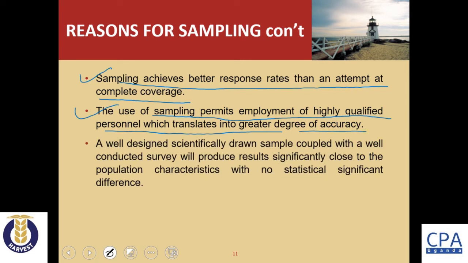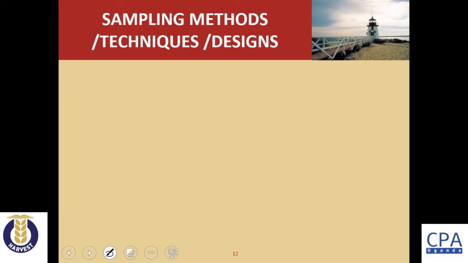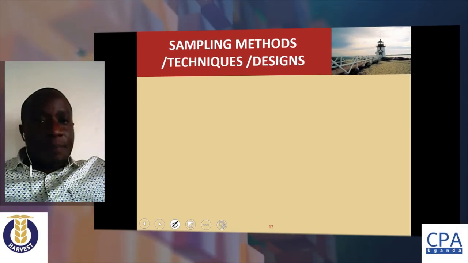Finally, we are saying that a well-designed, scientifically drawn sample coupled with a well-conducted survey will produce results significantly close to the population characteristics with no statistical difference. So those are some of the reasons why we go into sampling.